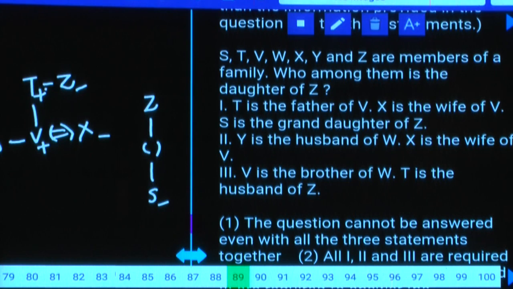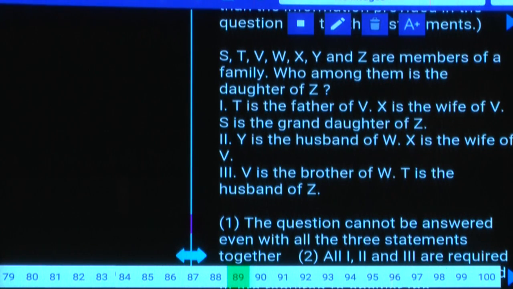And Z is a female. Now V is the son of Z. What about this W? Do we have any information about W? Male or female, we don't know. So if W is a male, there is no daughter. If W is a female, there is a daughter. As the gender of W is not known, hence 1 and 3 is not sufficient. Done?